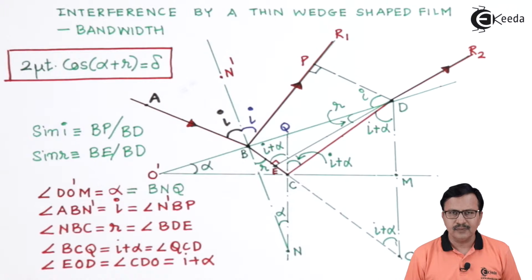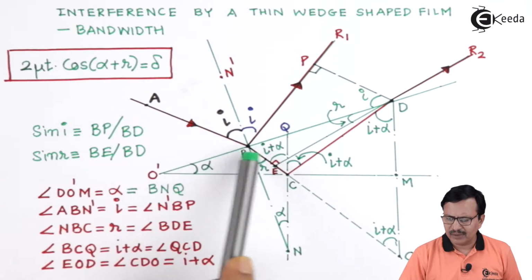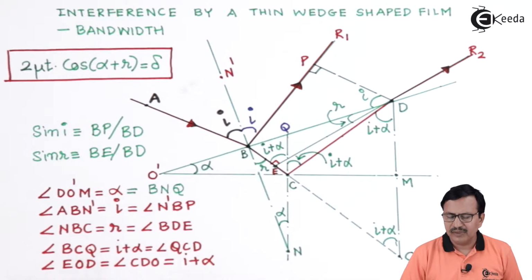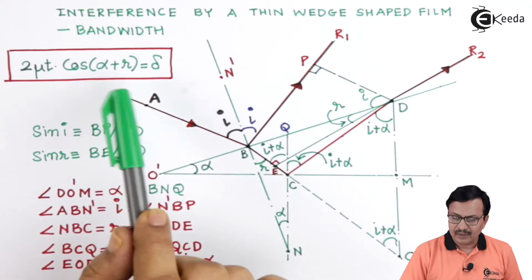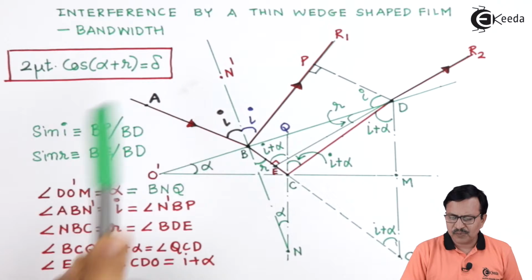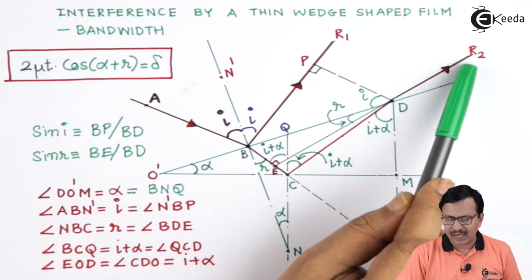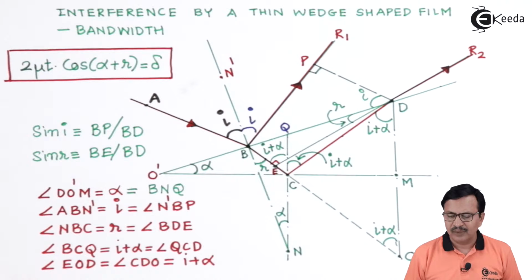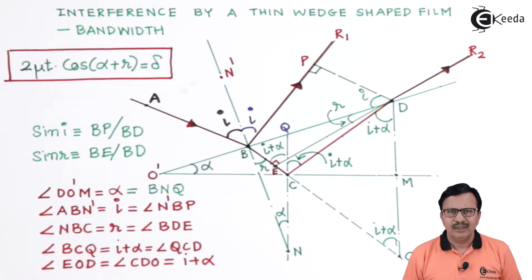Let us now simplify this expression for normal incidence. Whenever there is normal incidence, instead of having the ray coming in this way, the ray is actually coming in this way. When it comes in this direction, the angle of incidence is going to be 0, and so also your angle of refraction r is going to be equal to 0. Since that is going to be equal to 0, the expression for the path difference between the rays R1 and R2 is going to be delta equal to 2 mu t into cos of alpha. And then we equate this particular expression to the conditions for constructive and destructive interference. Let us see how we do that.